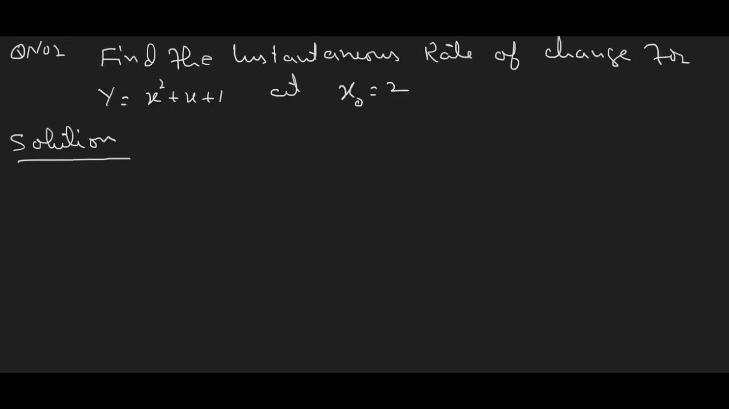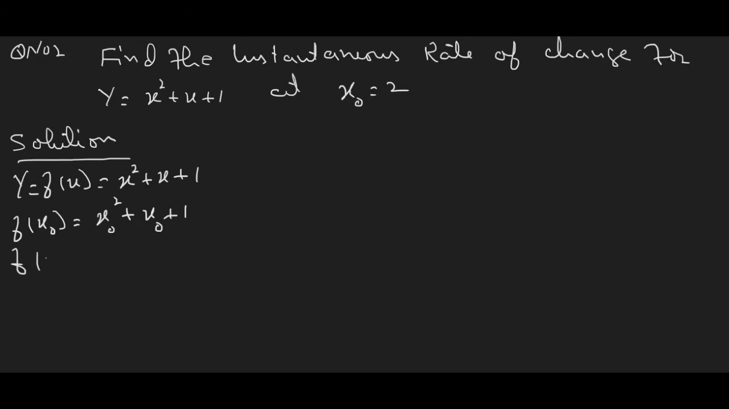Now question number 2. Find the instantaneous rate of change for y is equal to x square plus x plus 1 at the point x0 is equal to 2. Again, we are going to use the definition of the function first, that is y is equal to f of x is equal to x square plus x plus 1. Replacing x with x0 and x1 respectively, f of x0 is x0 square plus x0 plus 1 and f of x1 is equal to x1 square plus x1 plus 1.